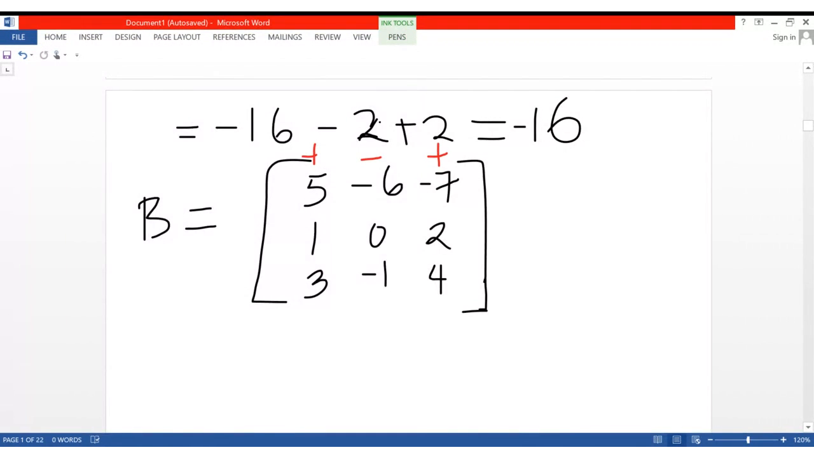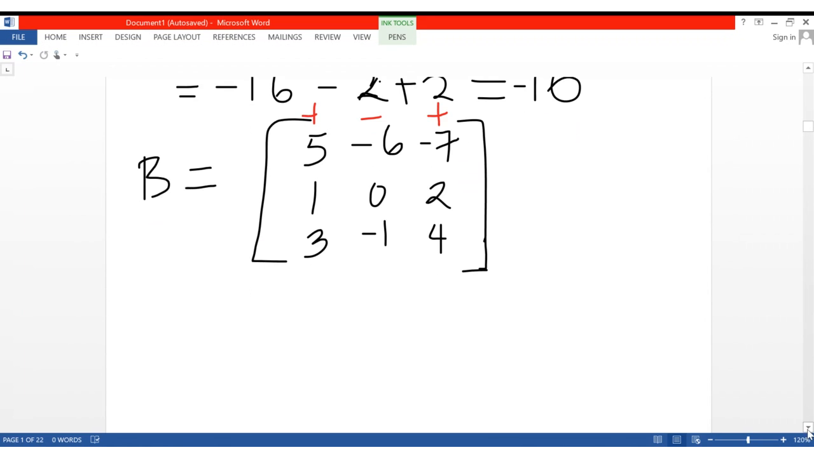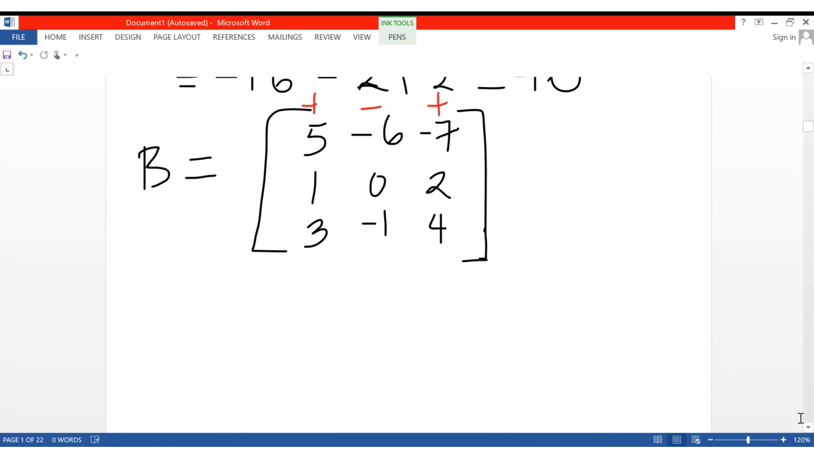The signs are very, very important. The element that is affected is the element on the first row, second column. The other ones always remain positive. So the one that is affected is basically the negative 6. So the determinant of B is given by that.